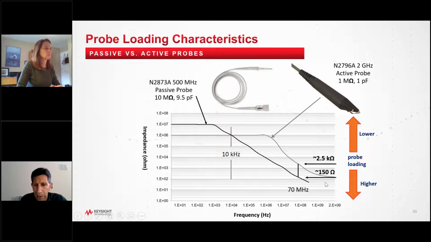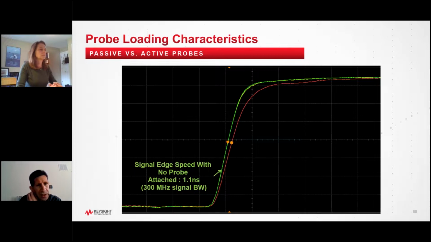So it goes out in terms of bandwidth better, but at DC, or close to DC, a passive probe will have lower loading. So again, you have to look at a trade-off, how much your signal will get loaded down versus how much bandwidth you need. And again, we have probes all the way from these passive all the way up to 30 gig.